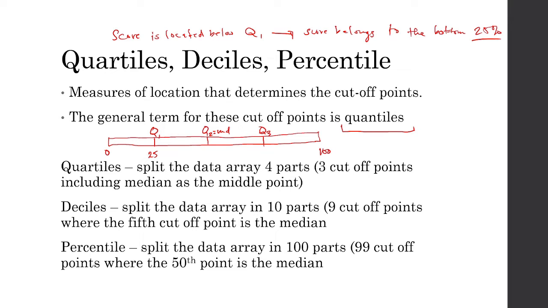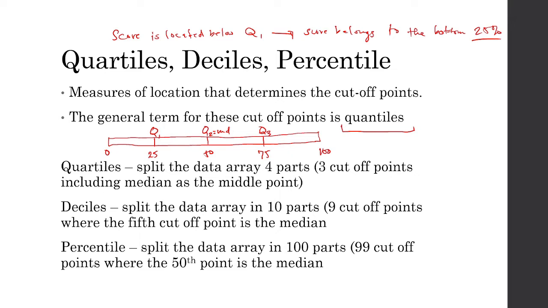So paano pag sa second quartile, it just means that this is 50 and this is 75. That is for quartiles. And for deciles, we will be splitting the data array into 10 parts. Meaning, if your score is below the second decile, or between the first decile and the second decile, it just means that your score belongs to the 11 to 20%, or the second part of the decile.